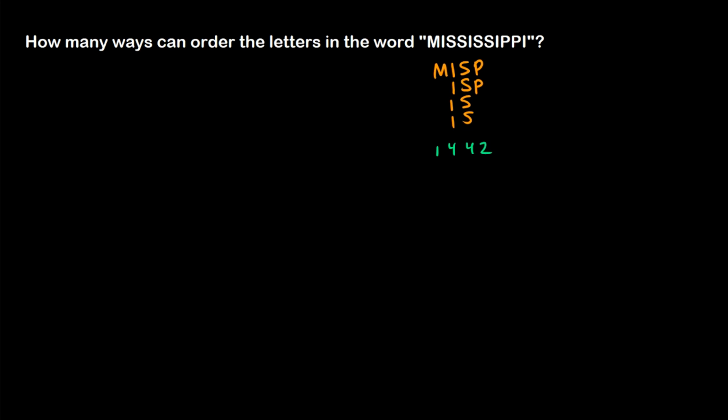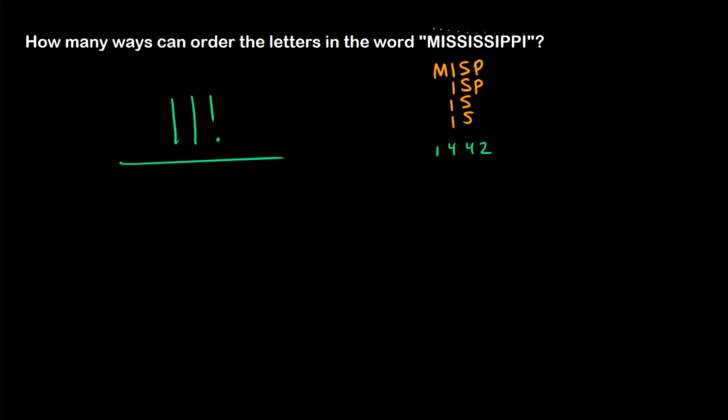If we want to rearrange this, well, how many letters are there in total? 1, 2, 3, 4, 5, 6, 7, 8, 9, 10, 11. So if we just want to rearrange all of the letters, there's 11 factorial ways of doing this. But we have some repeat letters, which means that if we take, say, S1, S2, S3, and S4, it doesn't matter what order they're in. They're all the same. So we divide by the number of similar letters factorial.